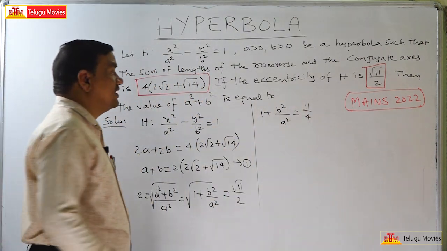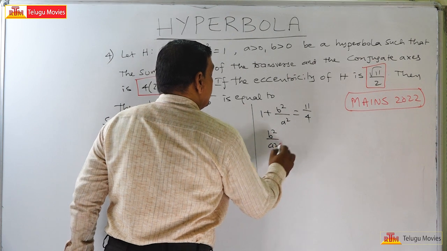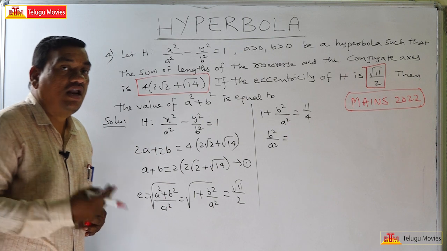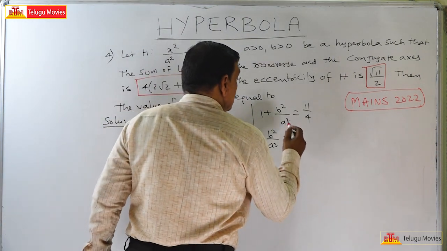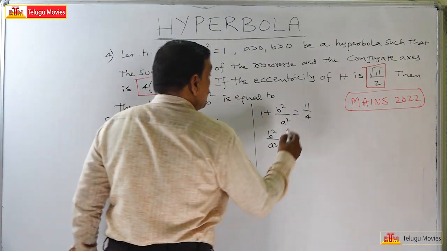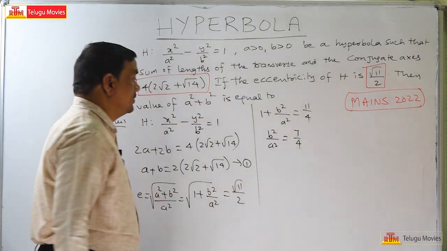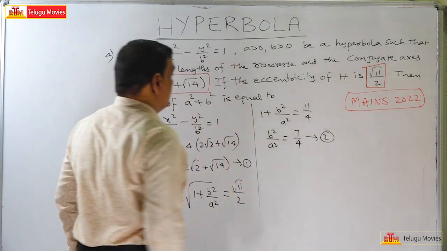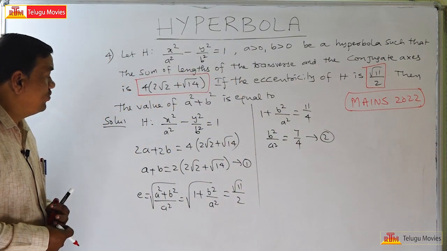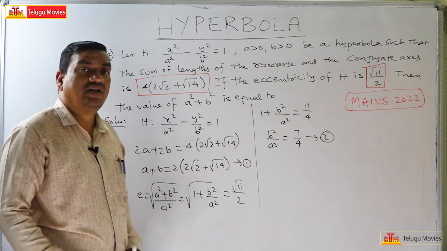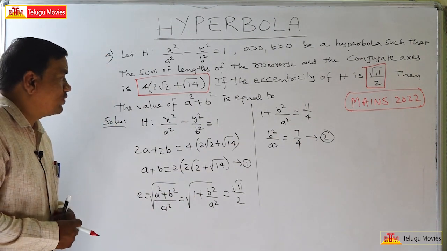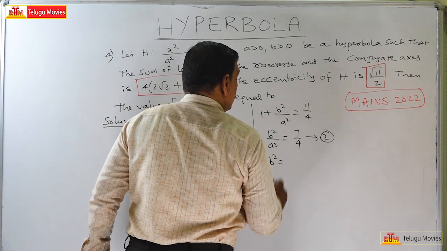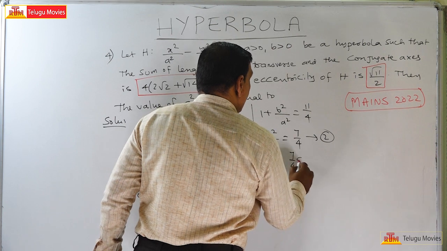Clear. Now take 1 to that side. So b square by a square is equal to 11 by 4 minus 1, that is 11 minus 4 by 4, which is equal to 7 by 4. Okay, now this is the second equation. Right. So if you are able to find out the a value and b value separately, the problem is over. Then how to proceed? We can proceed like this. b square is equal to 7 by 4 a square.